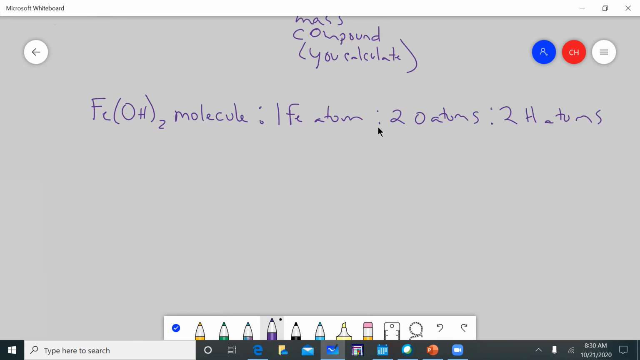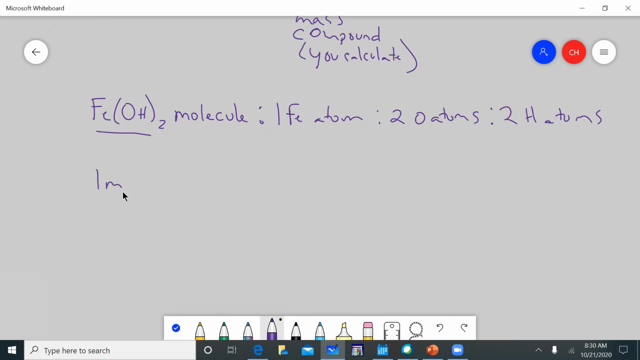The little colons here are just saying that these 2 things are related to each other. So if I want to make this specific molecule, I would need 1 iron for every 2 oxygens, and for every 2 oxygens, we'd need 2 hydrogens. I can just as easily change molecule atoms as a relationship of moles.